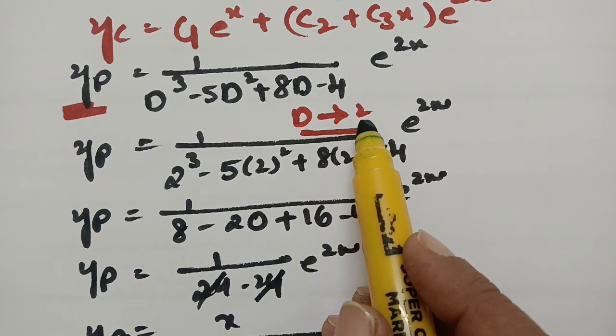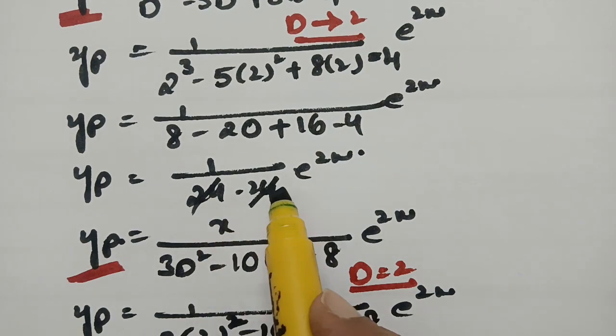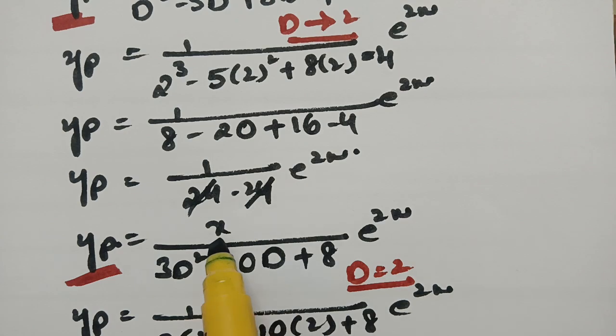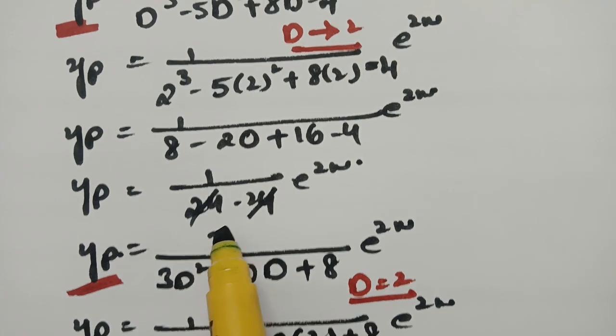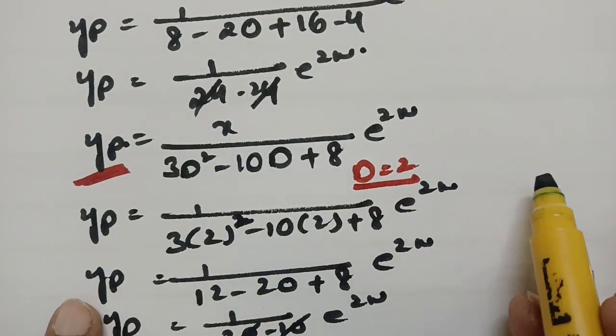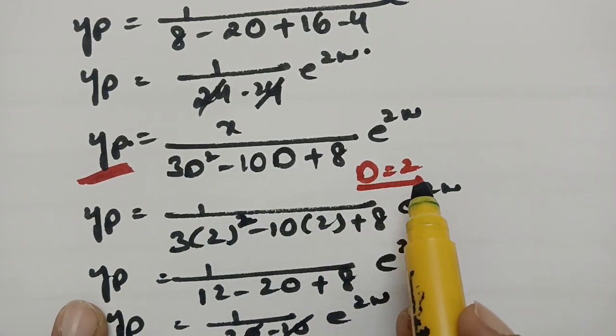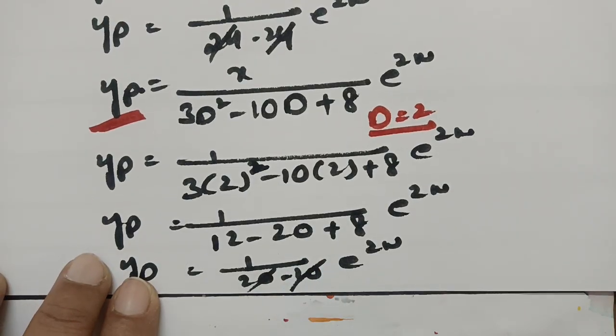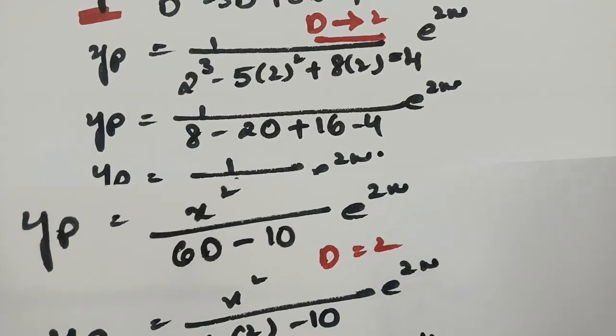So we have to keep d equal to 2 here. After substitution, if the denominator is 0, we have to put one x in the numerator and go to the previous step and make a derivative for the denominator. After making a derivative, again we keep d equal to 2, and see here this value is 0 and therefore we have to go to the previous step.